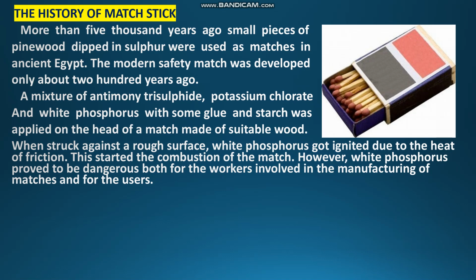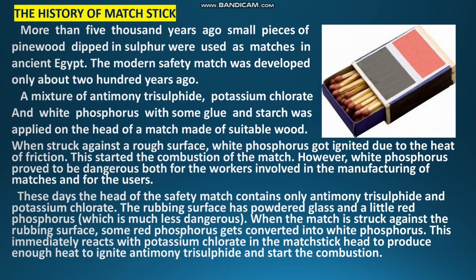Now let us see how we use the matchstick nowadays. These days, the head of the safety match contains only antimony trisulfide and potassium chlorate. You see here, white phosphorus is not used, only antimony trisulfide and potassium chlorate. The rubbing surface has powdered glass and a little red phosphorus. White phosphorus and red phosphorus are two forms of phosphorus. White phosphorus is very dangerous because it is poisonous. But compared to that, red phosphorus is much less dangerous.